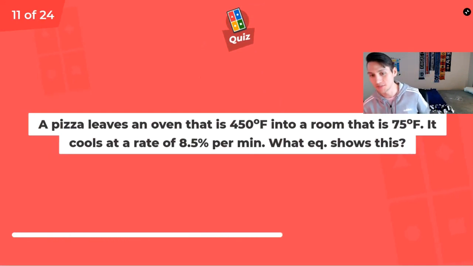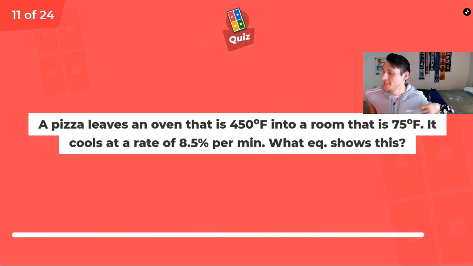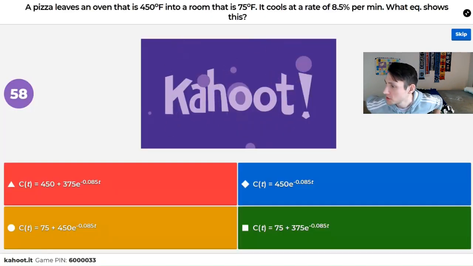Tough times. A pizza leaves an oven that is 450 degrees into a room that is 75 degrees. It cools at a rate of 8.5% per minute. What equation shows this? So, just which equation is the setup?